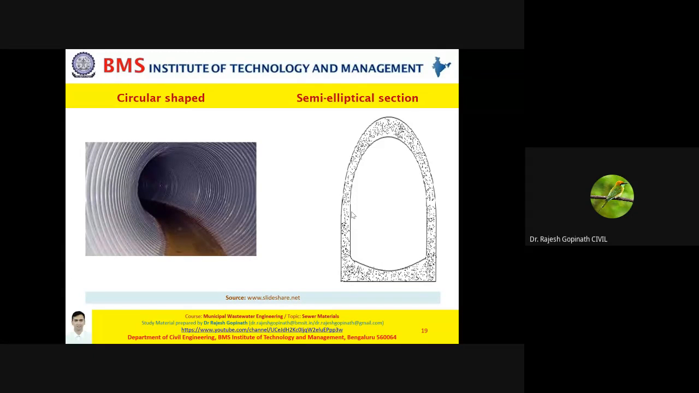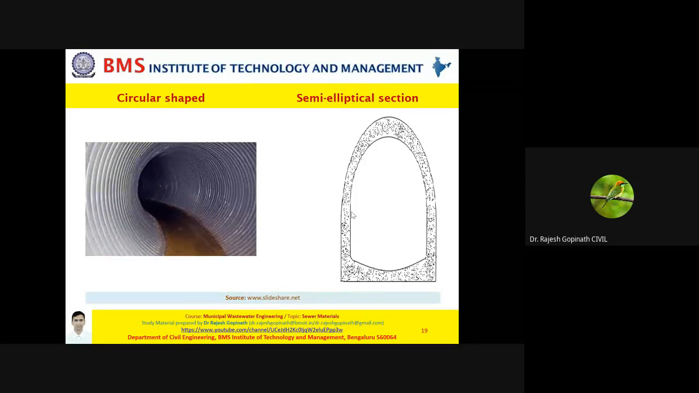Now, what you see on the right hand side is your semi-elliptical section. Friends, again, just like your circular shape or your rectangular shape, if your objective is to handle a large amount of sewage, then you have to go for a semi-elliptical section. Now let us say you have an option available to you wherein you can have sewers which have a width greater than 2 meters. That means physical space is given to you where you can have a width more than 2 meters. In that context, we tend to go for these kind of sewers.